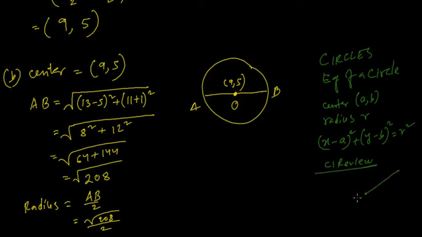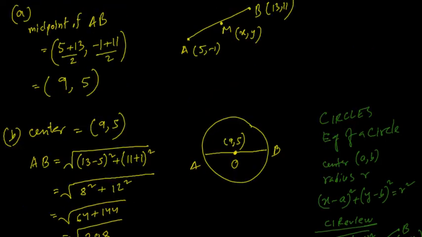Length of a line: if you have a point A with coordinates x1, y1, and a point B with coordinates x2, y2, then the length of the line AB is going to be the square root of (x2 minus x1) whole squared plus (y2 minus y1) whole squared. That's going to be the length of a line, and that's what we did.